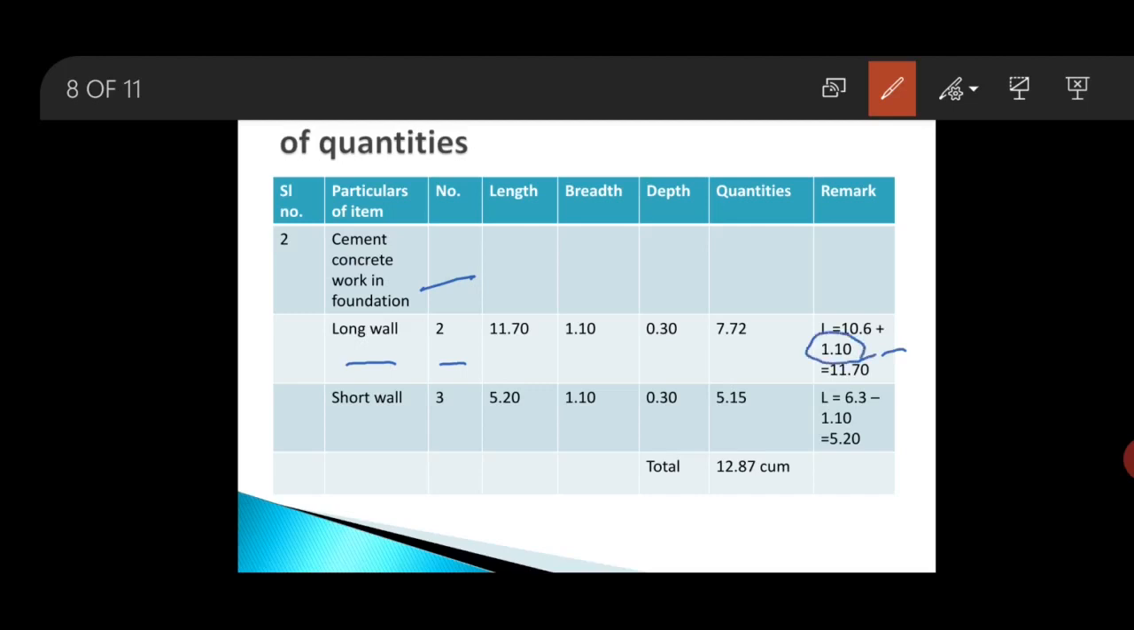1.1 is the corresponding width of the cement concrete work. So 11.7, width is 1.1, depth is 0.3. So by multiplying these three, you can find out the total quantity as 7.72 cubic meter.